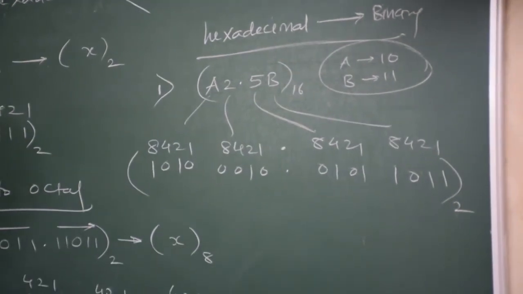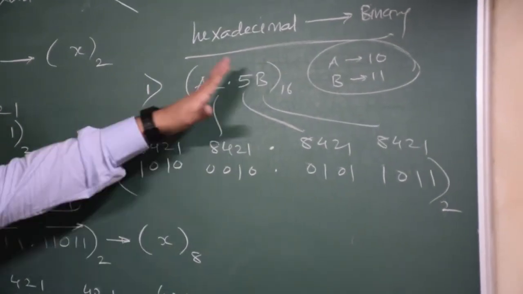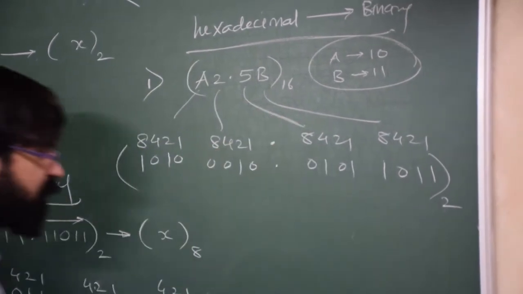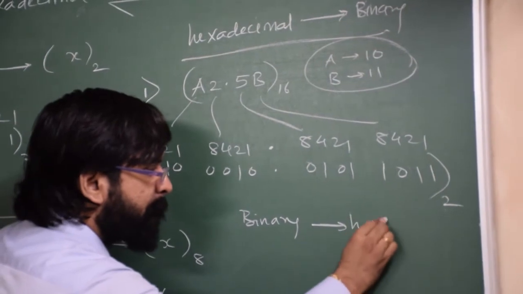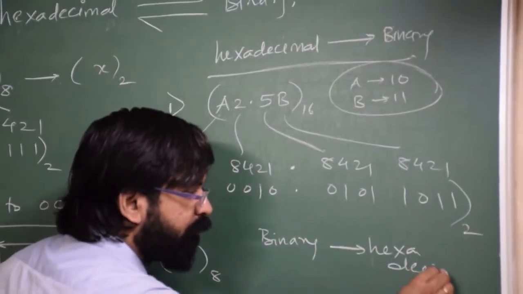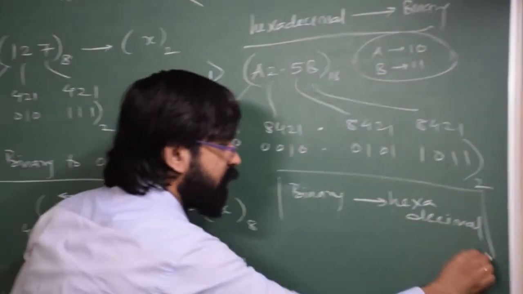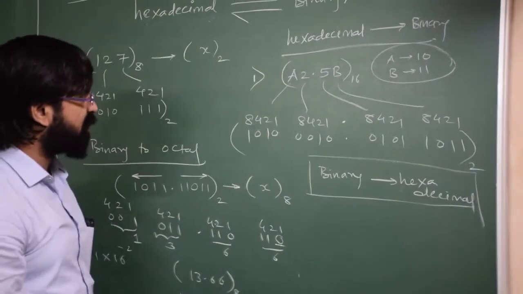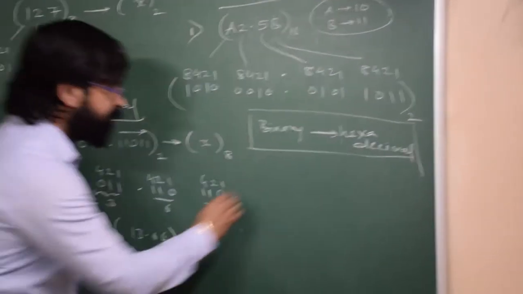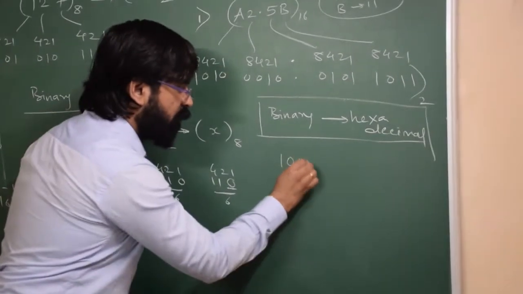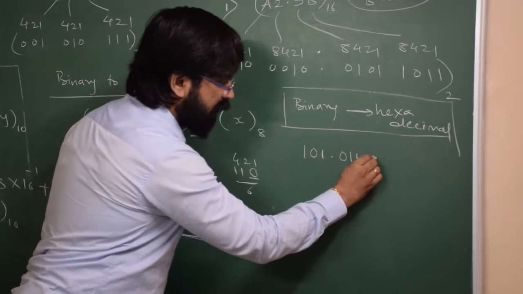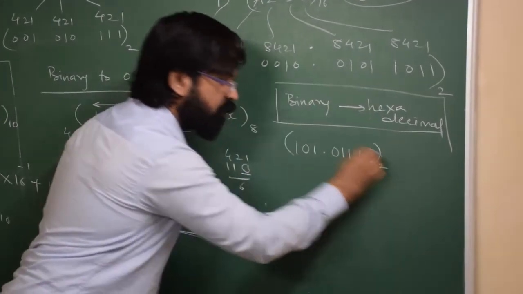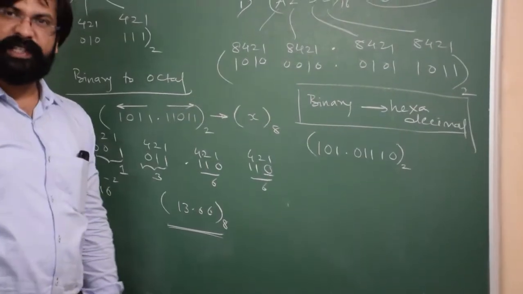Now we will see the reverse way, meaning that now binary will be given to you and you have to convert it into hexadecimal. So now this is the type we are going to see. A last sum: 101.011, let's say, having base 2. You have to convert this into hexadecimal now.